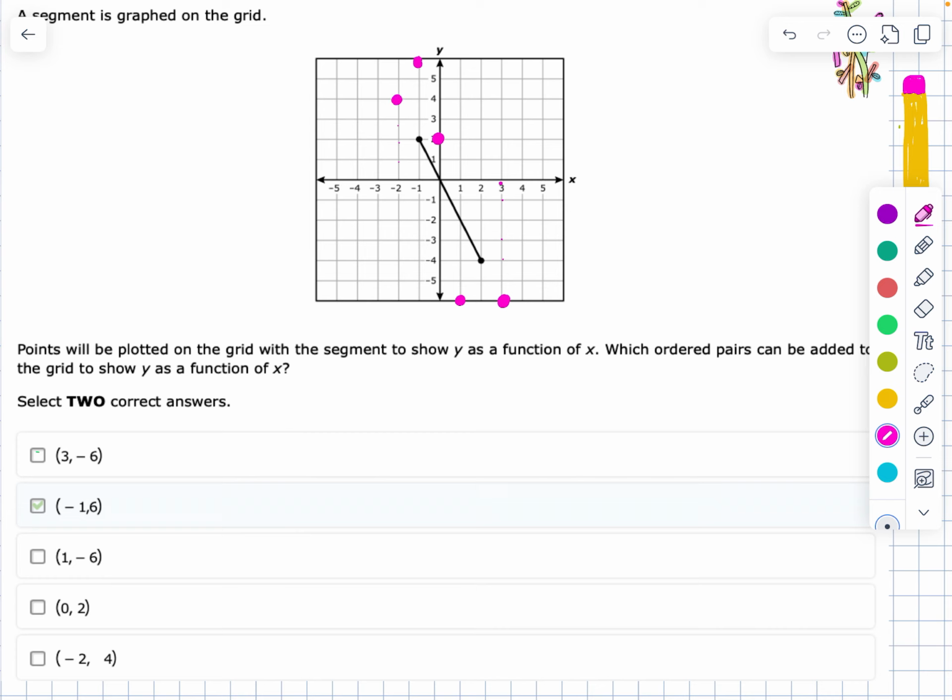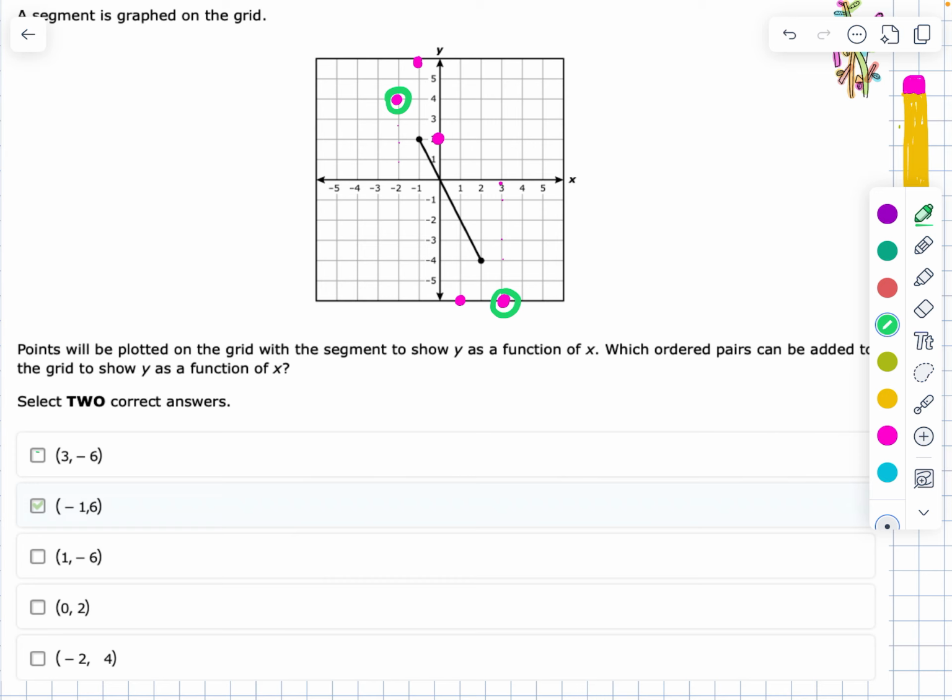So I thought, okay, let me look and see what's going on. When I extend this line segment, it only crosses 2 points. Okay, and I know that's a function. So I could really stop there and say, okay, these are my valid points.